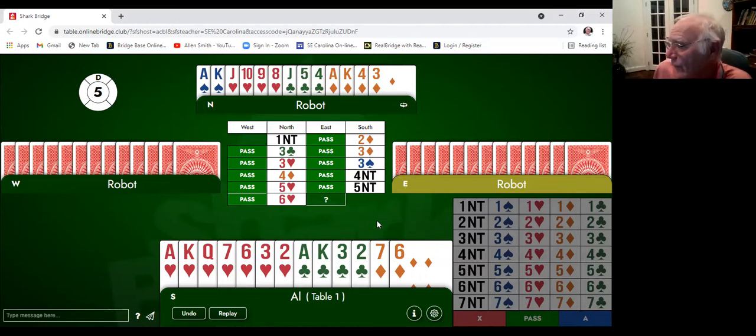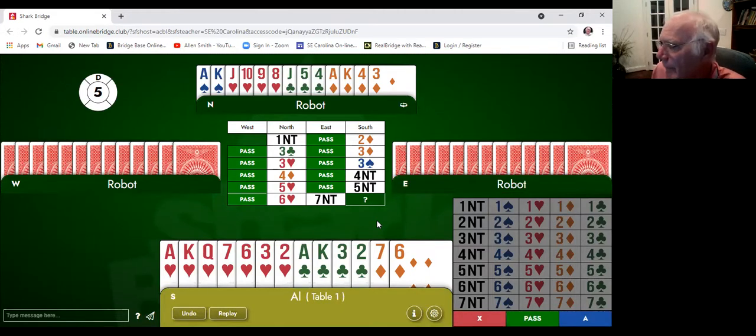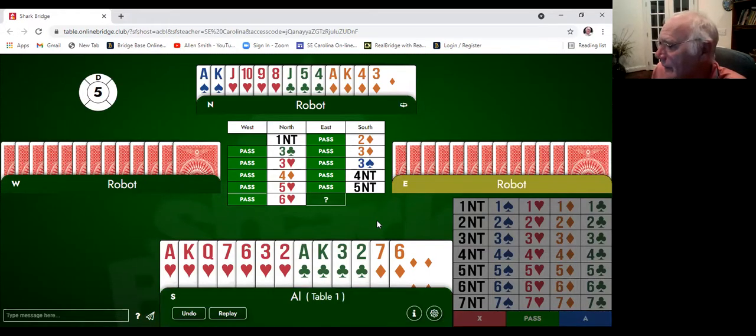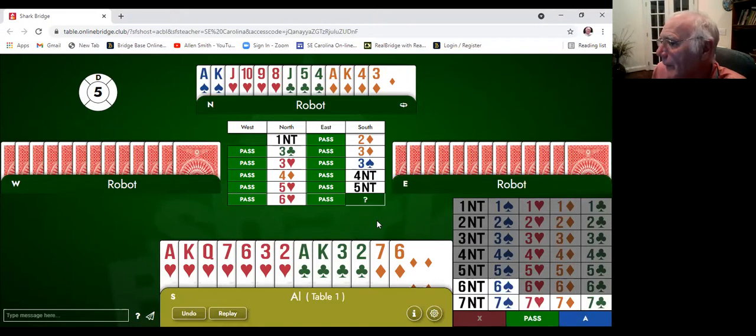I've got 2, 4, 6, 7, 8, 9, 10, 11, 12. He says, we've got 13 tricks. Because we've got 13 tricks and it's runnable off the top, he says, we're not even going to play in hearts. What we're going to do is bid 7 no trump. So he comes over here, passes, and goes 7 no trump.